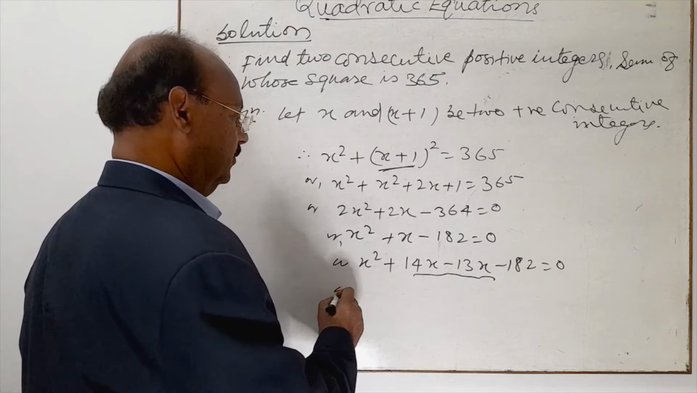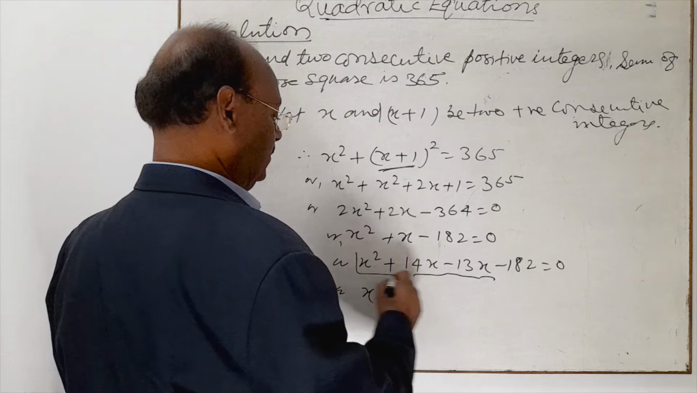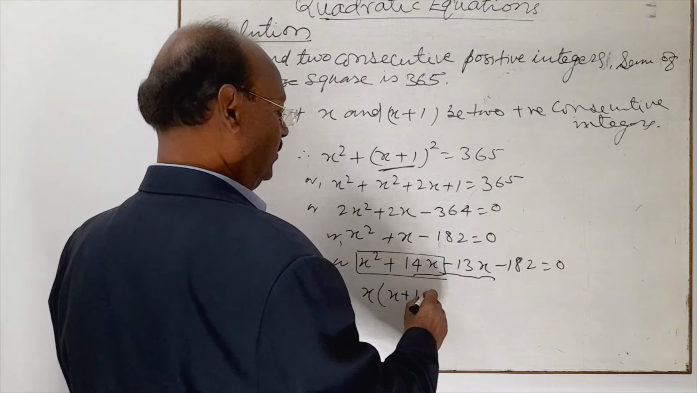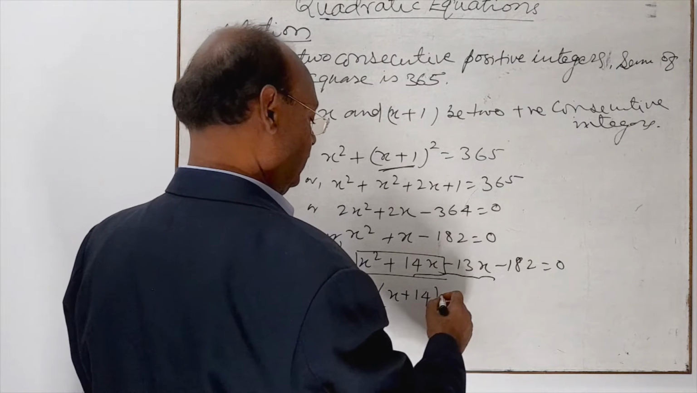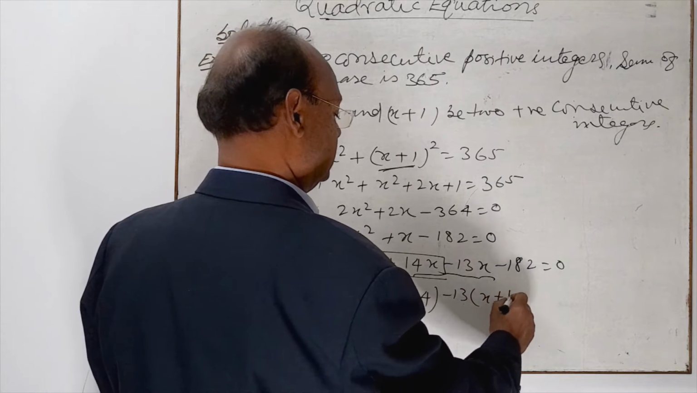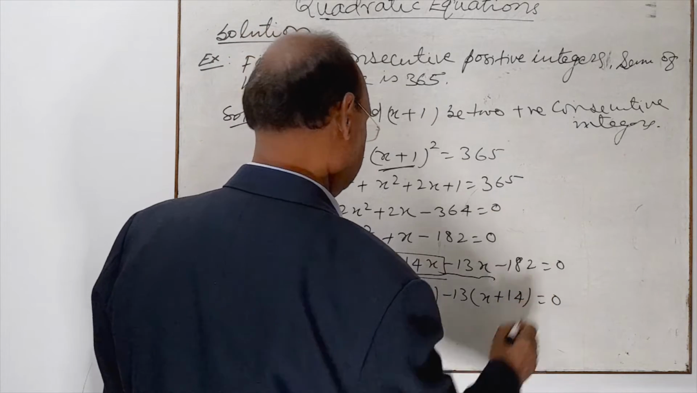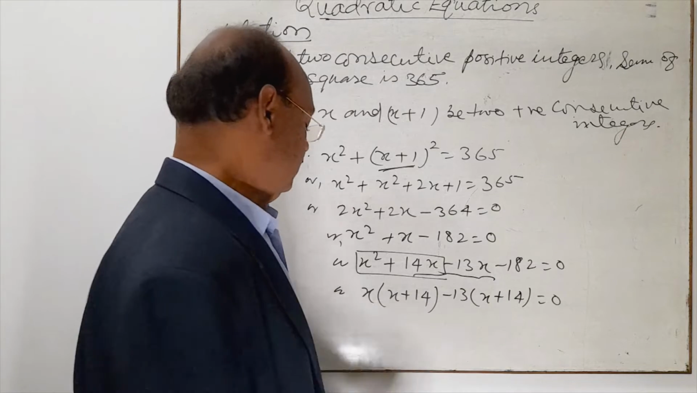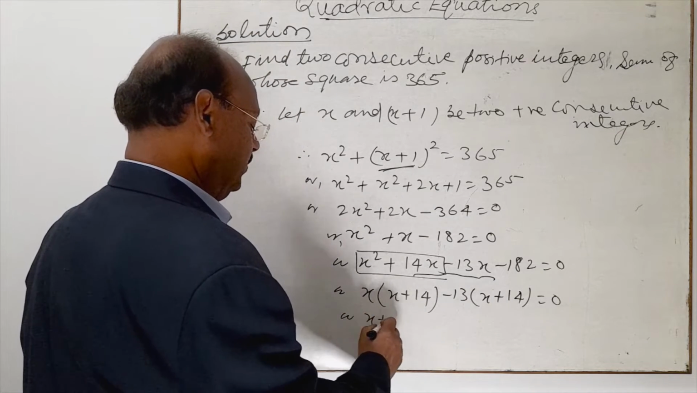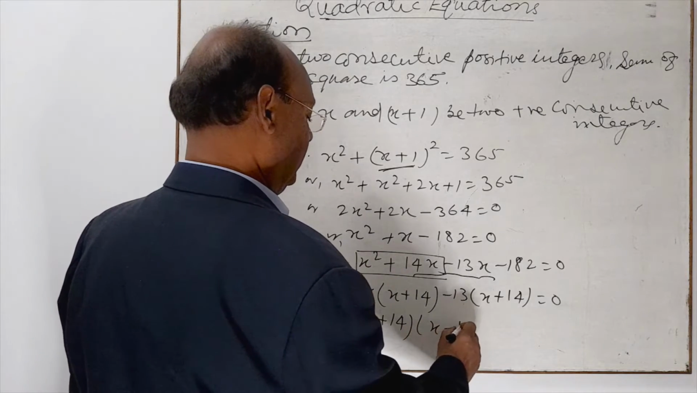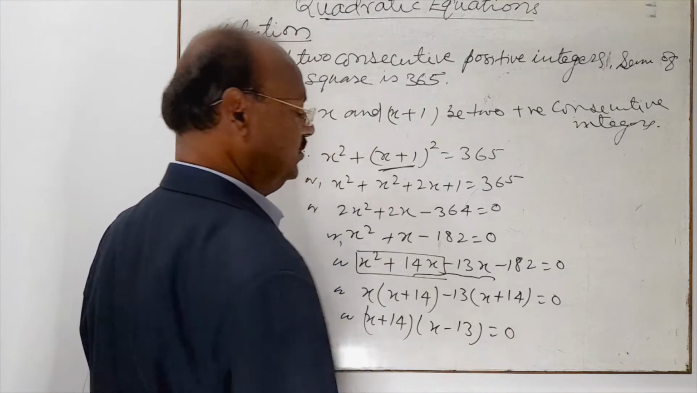So, let us take something common from these two terms. x will be common: x plus 14, and here we will take minus 13 common. So x plus 14 is equal to 0. Now here you can take x plus 14 common from these two terms. So x plus 14, from here we will get x, and from here minus 13, is equal to 0.